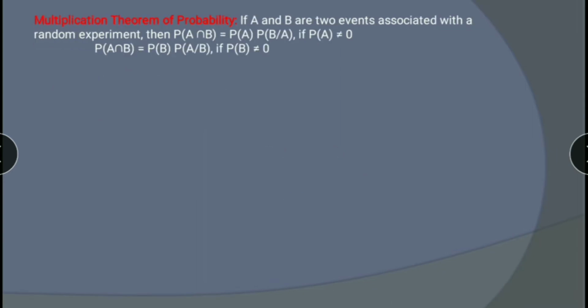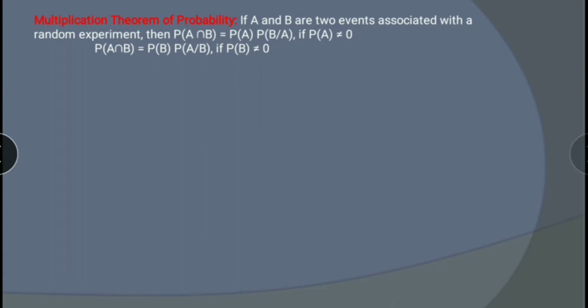Next is multiplication theorem of probability. So if we have two events A and B in a random experiment, then probability of A intersection B is given by probability of A multiplied by probability of B given A. This is the conditional probability, right? And also from multiplication theorem we get probability of A intersection B is equal to probability of B into conditional probability of A given B.